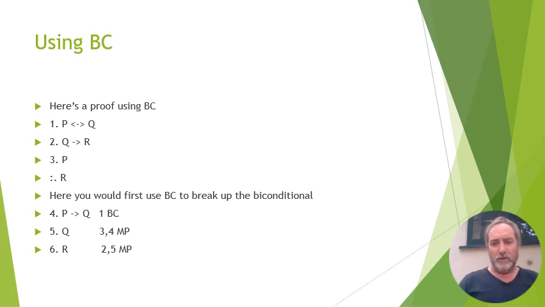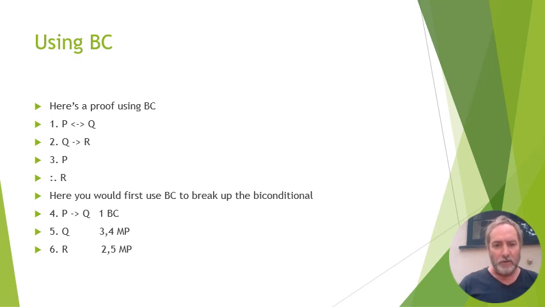Whenever I have a biconditional, kind of like when I have conjunctions, I just always use simplification to break them up, even if I don't know what I'm going to do with it. I do the same with biconditionals. I'm just going to break it up. So I'm going to put P then Q on line 4 using line 1, the biconditional. And it only takes one line for that rule.